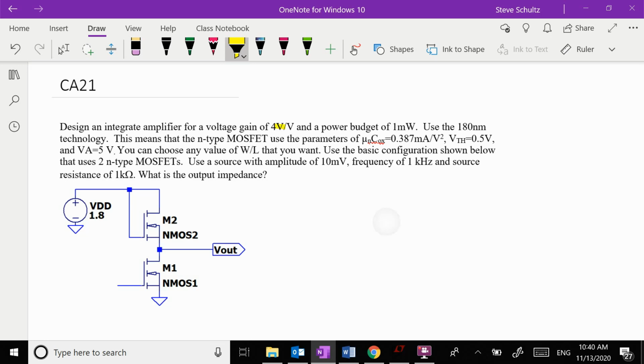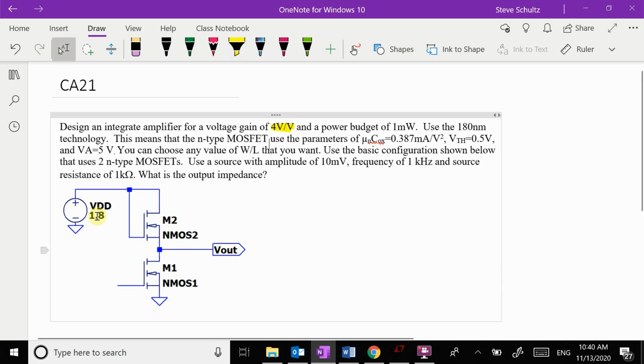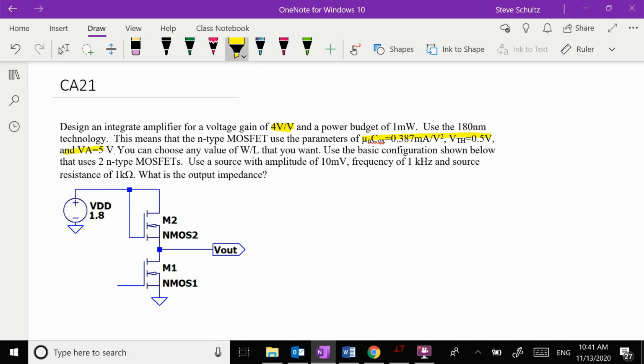We want a gain of 4 volts per volt, and we're using this configuration right here, which has two N-type MOSFETs stacked on top of each other. And we are using these basic parameters for my NMOS, but we can adjust the W over L. Okay, so in order to start off, we want to start by getting our key equations.